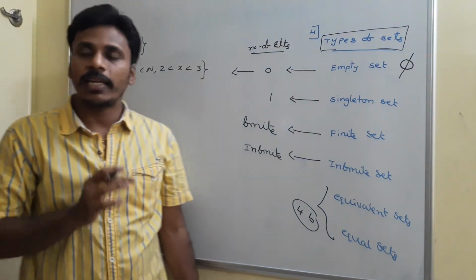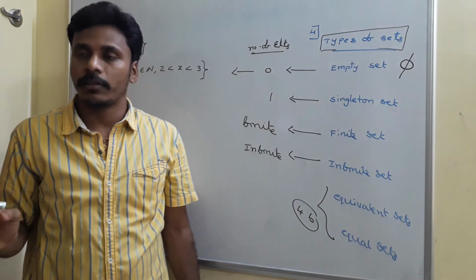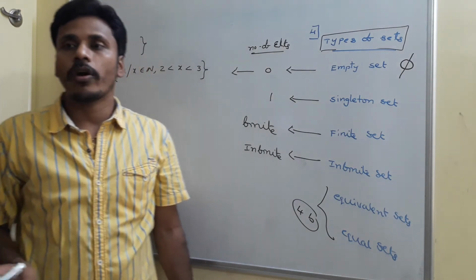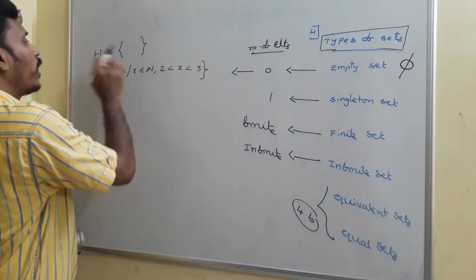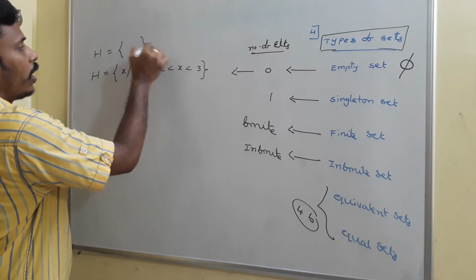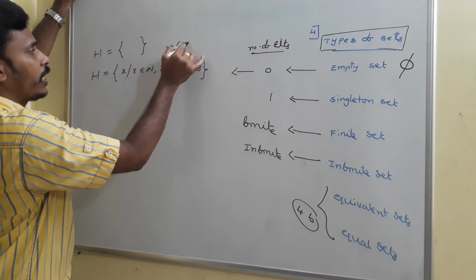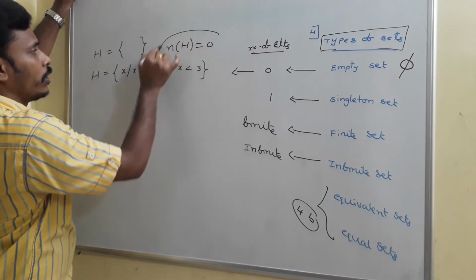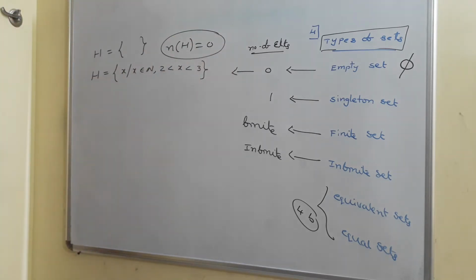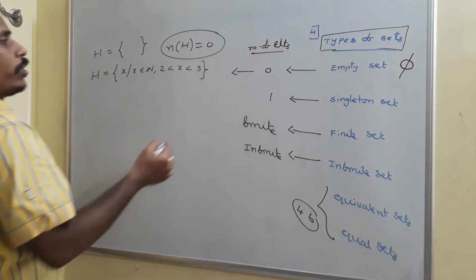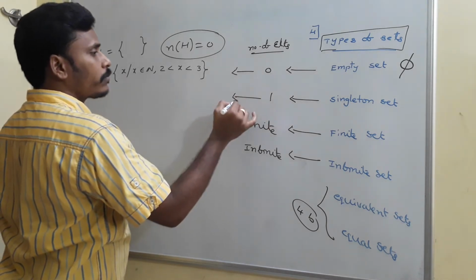Empty set is a set which contains no elements. The number of elements are 0. This is an example, and this H contains 0 elements, and we write here that n of H is equal to 0. Since the number of elements in the set H are 0, that's why we are calling that H an empty set. Then coming to the singleton set.